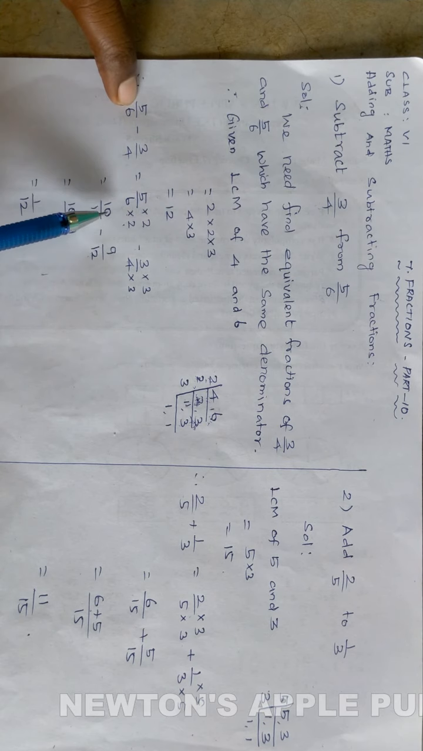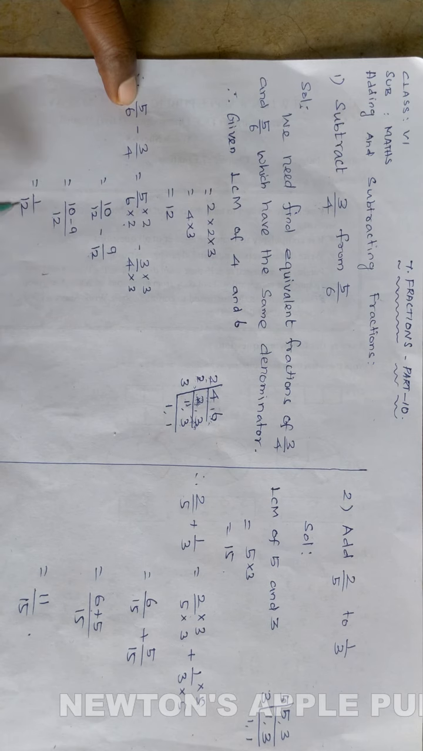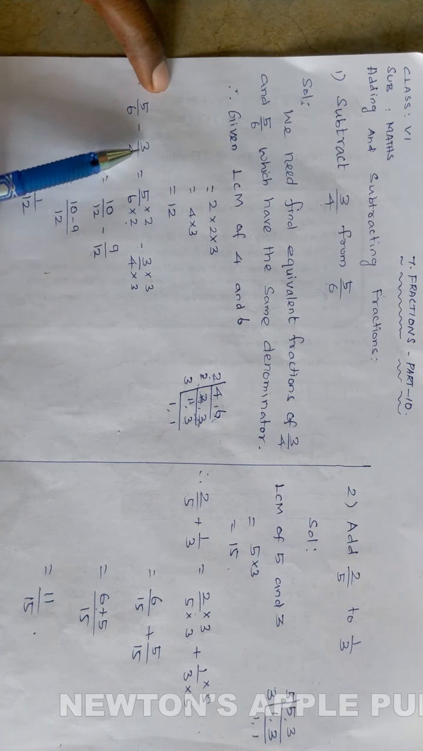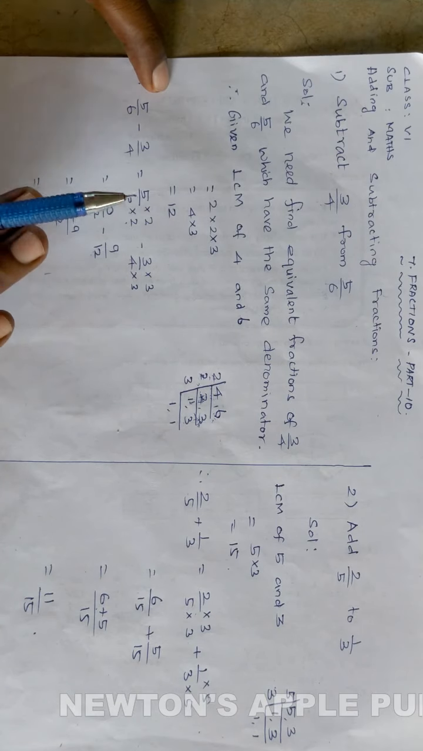So next, subtract the numerators. 10 minus 9 divided by 12. We take the common 12. 10 minus 9 is 1, so 1 by 12. So 5 by 6 minus 3 by 4 is equal to 1 by 12. So that's our first sum.